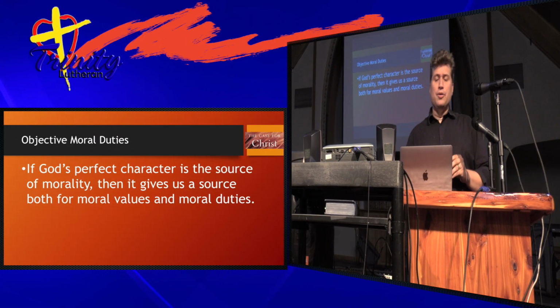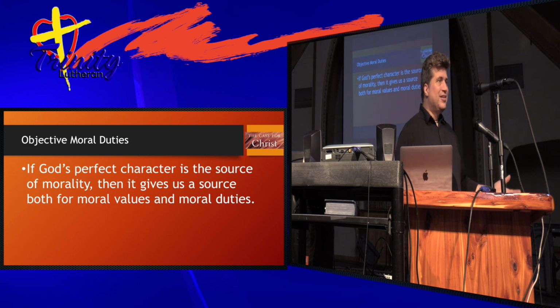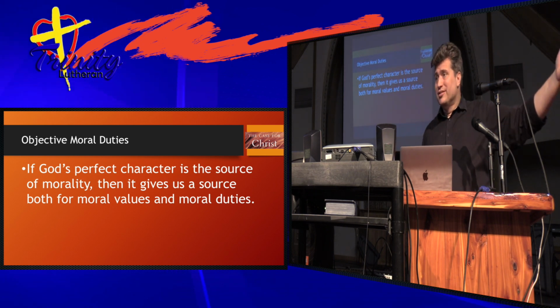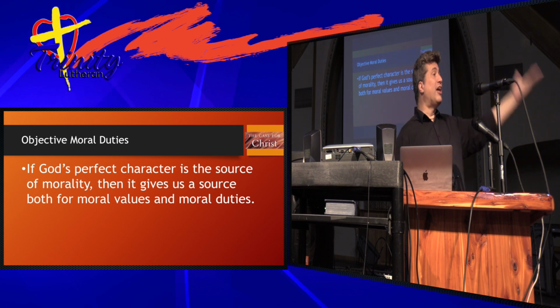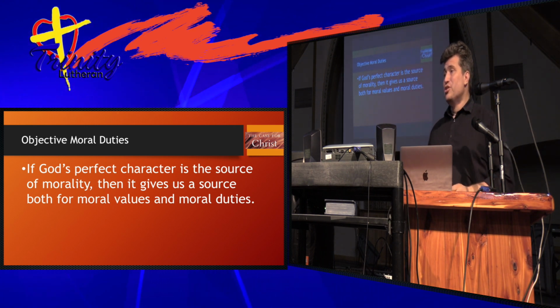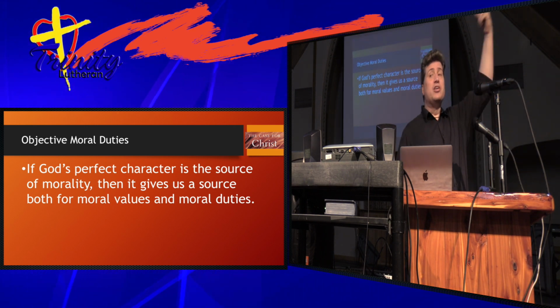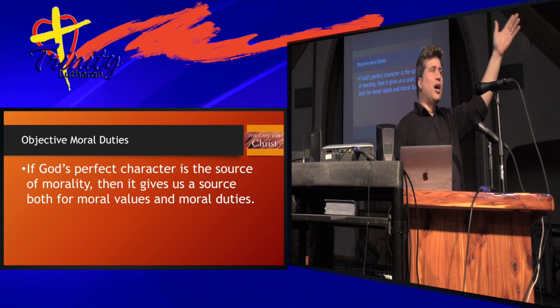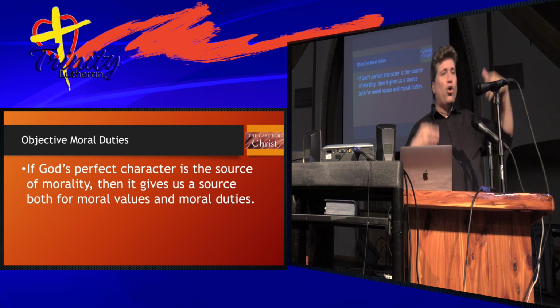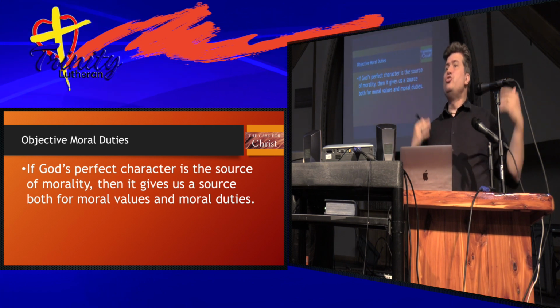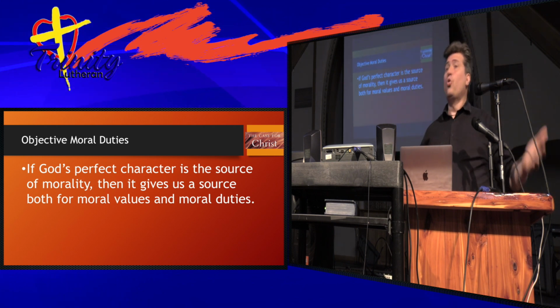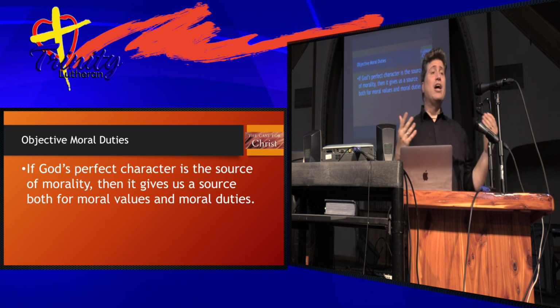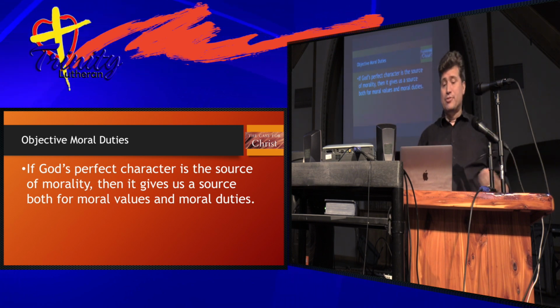If God's perfect character is the source of morality, and God is a person, then that explains both moral values and moral duties. You can have moral duties because they're owed to God, and he's a person. If you don't have a person above us, so to speak, where all the source of morality lies, then you can't have moral duties or moral values, either one. Morality as a whole concept kind of collapses.